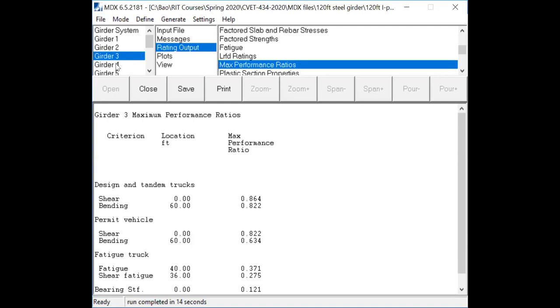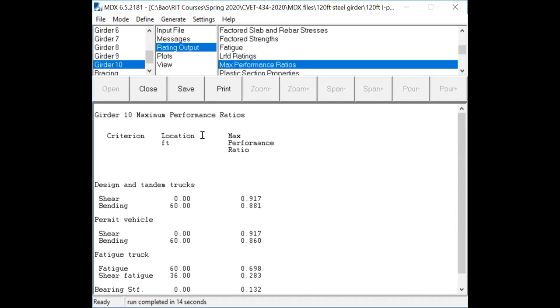Girder 3, 4, 5, 6, 7, 8, and 9, 10. Okay, so we find that those maximum performance ratios are in the 0.8 to 0.9 range for the HL93 live load and permit vehicle, which means that our design is pretty reasonable.